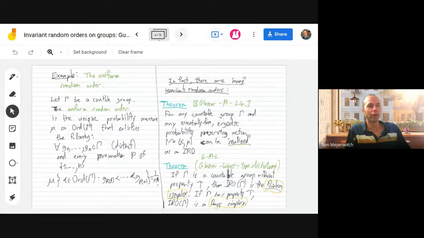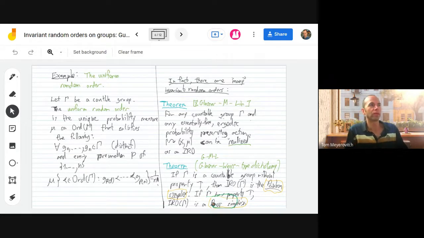If you look at the invariant probability measures on A to the gamma, where gamma is a countable group and A is a finite set, or actually a compact set, there can be two possibilities. If your group gamma has Kazhdan's property T, then the ergodic measures, the extreme points of the simplex of invariant measures, form a closed subset. And this is what's called a Bauer simplex.